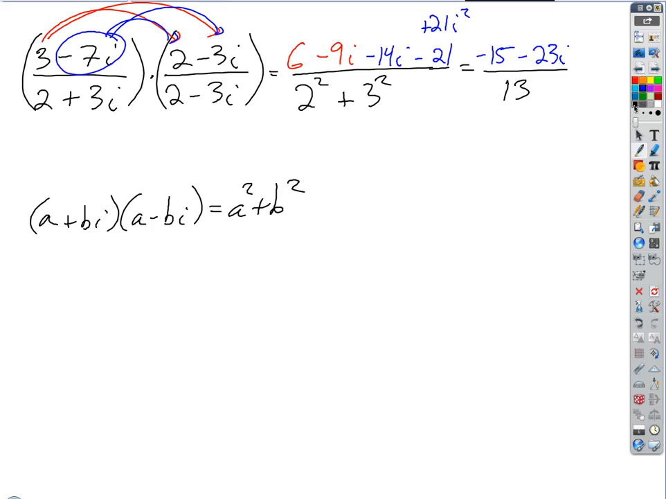Okay, good. So then, Ryan, how could I take that answer and write it in the form a plus bi? Okay, just split the denominator up, so I get negative 15/13 minus 23/13 i. That's it. Okay. I can't reduce any of that.